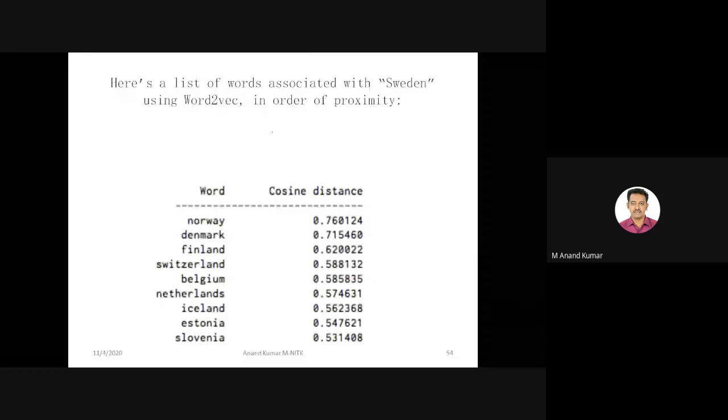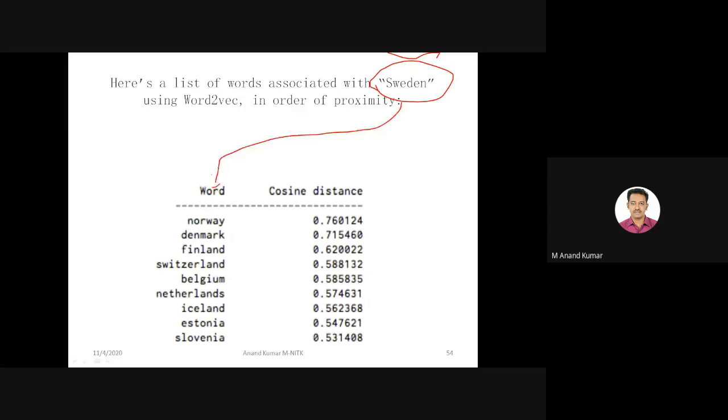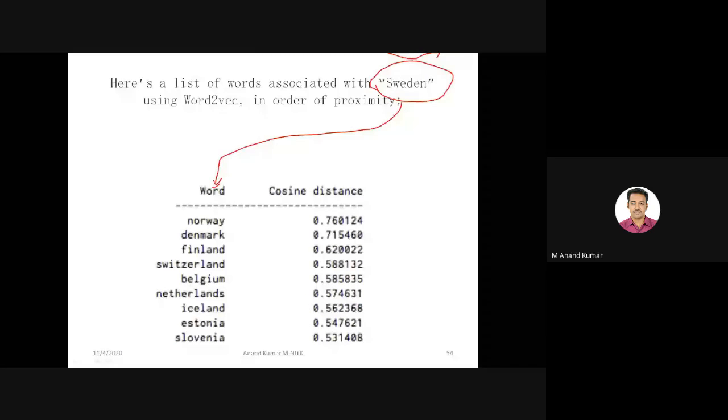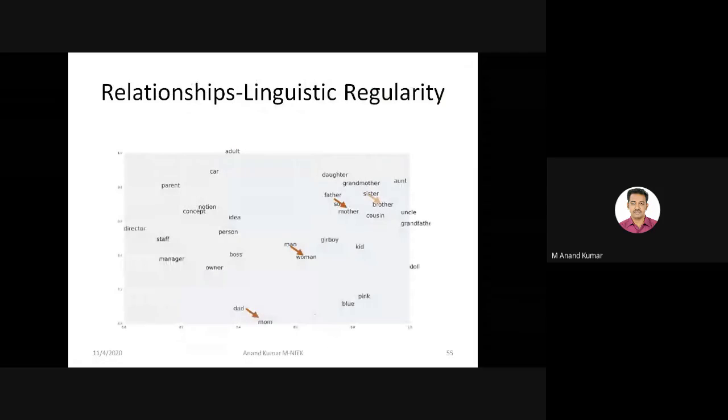This slide shows the other power of the word2vec model. I give the word Sweden and calculate the cosine distance to the other words. The cosine distance roughly says something about geographical distance also. The country Sweden is closer to Norway, so you see the cosine distance is closer. Geographically, Sweden is a little away from the Netherlands, and it shows in the cosine distance. So the word embedding model captures a meaningful, efficient representation. I already discussed the relationship and linguistic regularities.